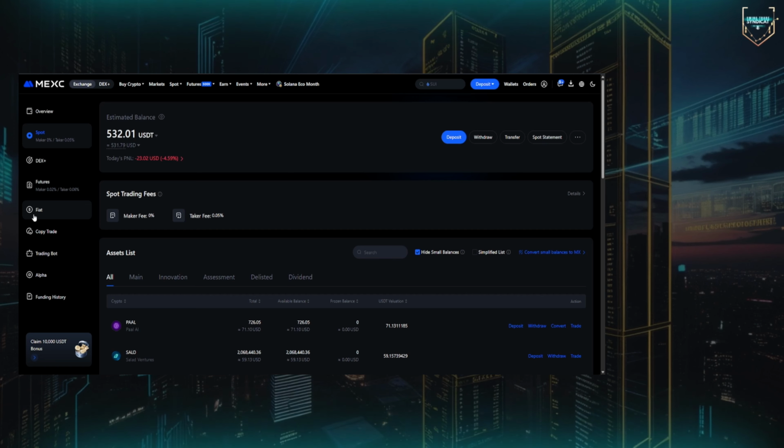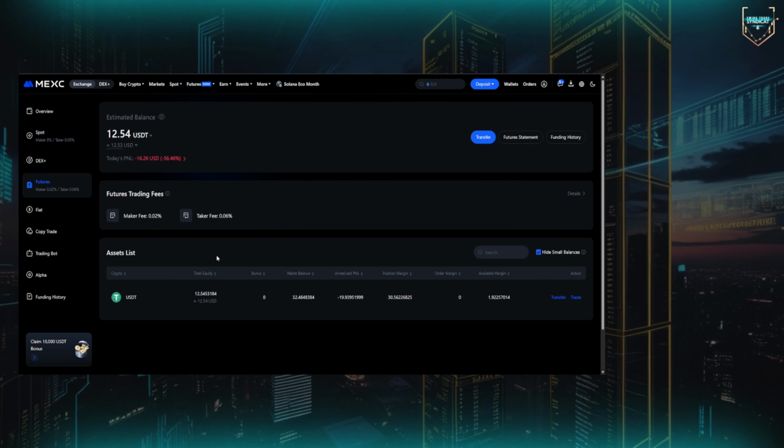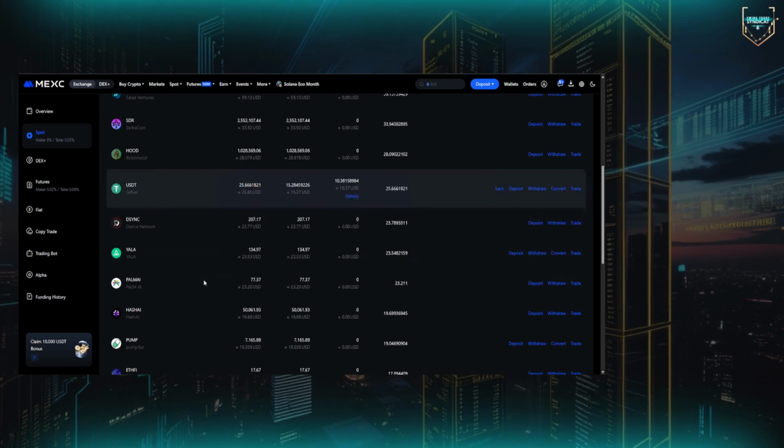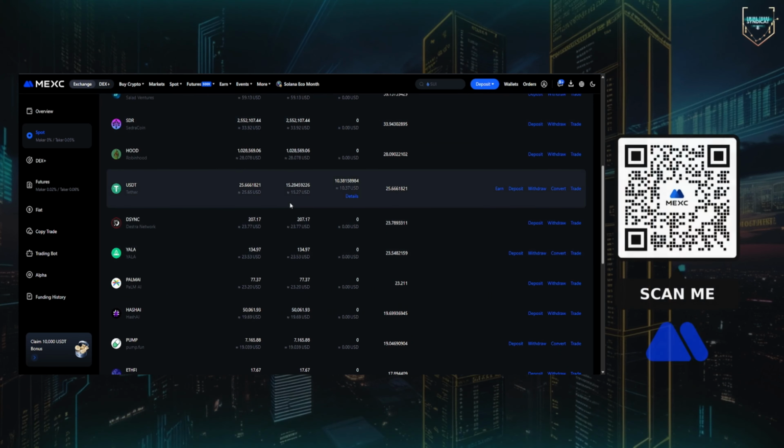All right, let's see where we stand. We've increased our PAAL holdings to over 726 tokens. Our Pump is at 7,000, and we now have 1 million HOOD tokens. I think that's enough for today. We'll leave the remaining 15 USDT for future trades.